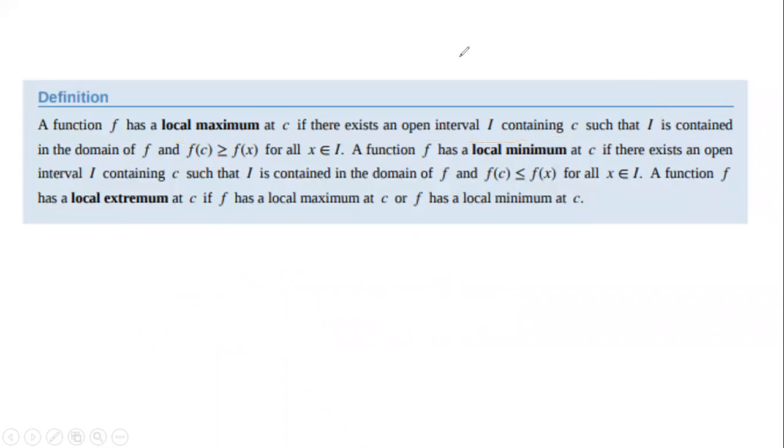So this is basically the distinction between local maxima and local minima. Again, for local extrema, let us say my point is c. When f of c is greater than or equal to f of x, this is known as a local maximum. And when f of c is less than or equal to f of x, it will be a local minimum.